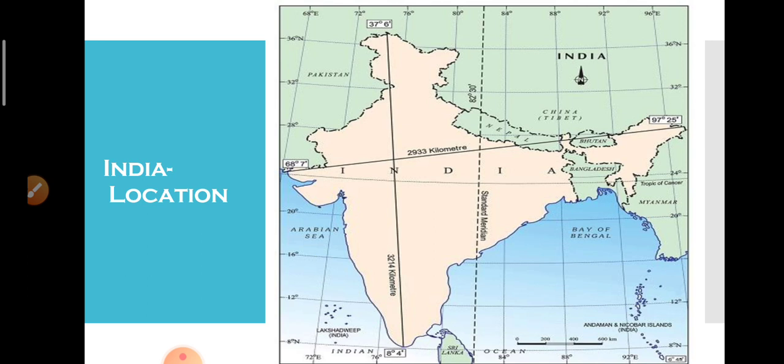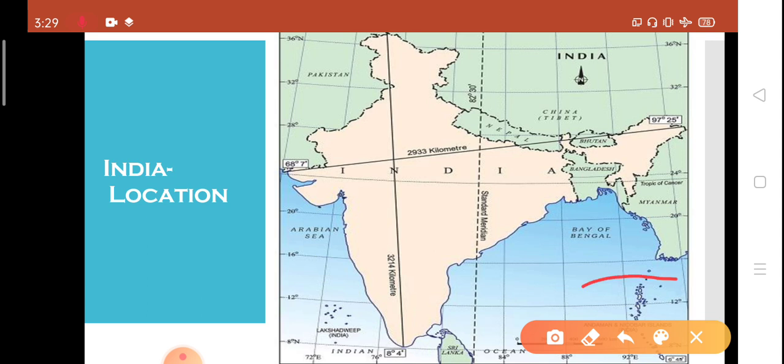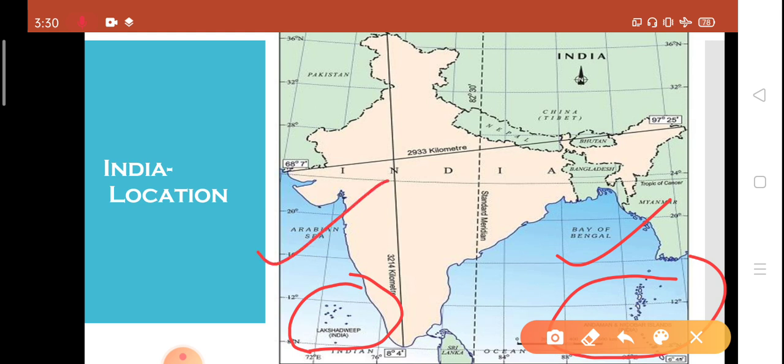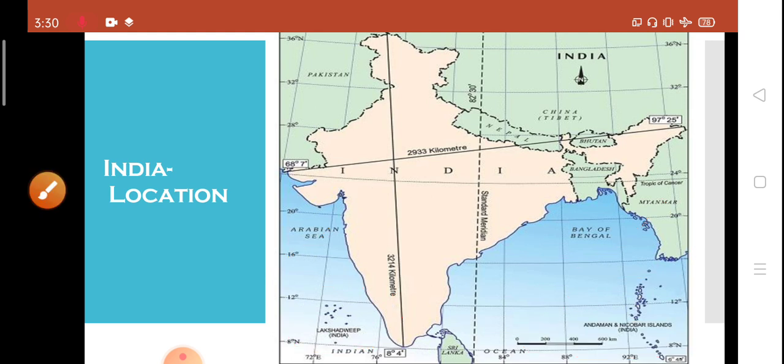Now, the other important feature are the two islands that lie in the south of India. The two islands are Andaman and Nicobar Islands. We can see the Andaman and Nicobar Islands over here in the southeast of India in the Bay of Bengal. The other island is the Lakshadweep Island. The Lakshadweep Island lies in the southwest of India in the Arabian Sea. These two islands are a part of India only.